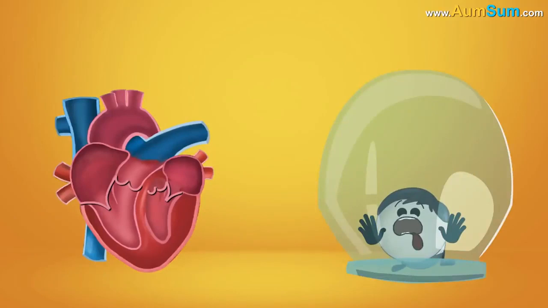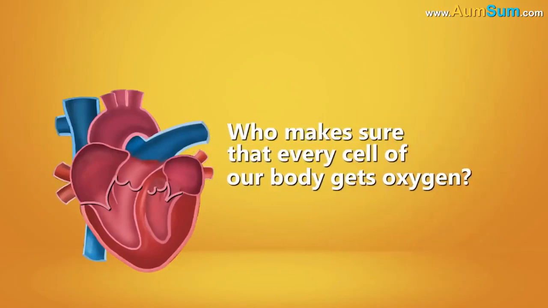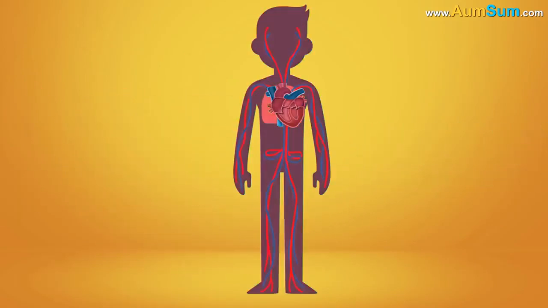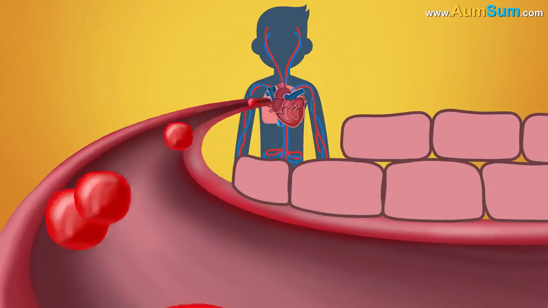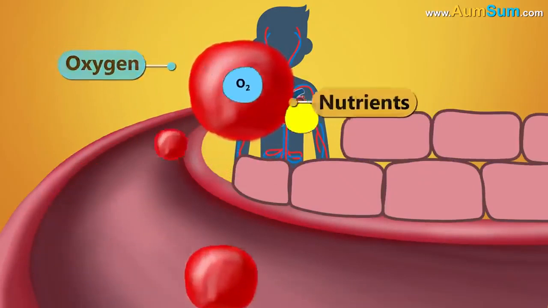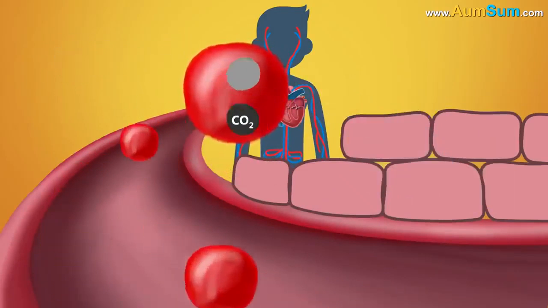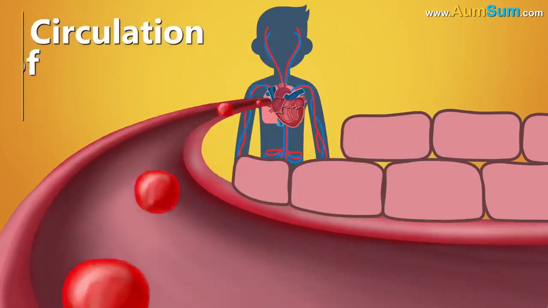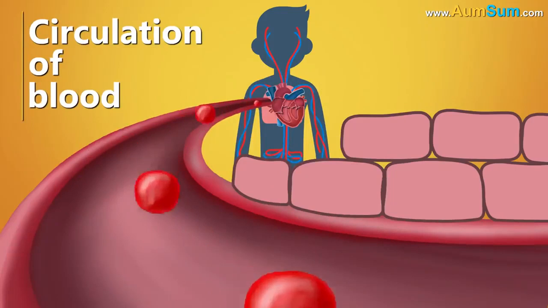No, right? Who is the guy making sure that every cell of our body gets oxygen? The heart. It pumps blood through the entire body, supplying oxygen and nutrients to the cells and removing carbon dioxide and waste materials from them. This movement of blood through the entire body is called circulation of blood.